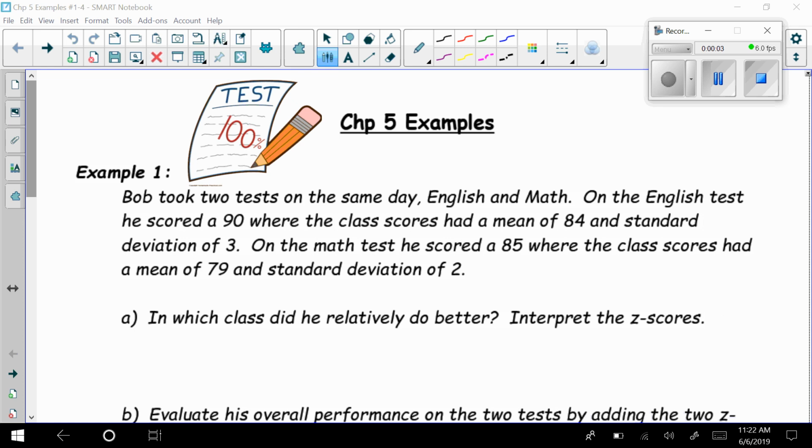Welcome back, statistics students. We're on to chapter 5. Okay, I'm going to be doing some chapter 5 examples. This will be example number 1.